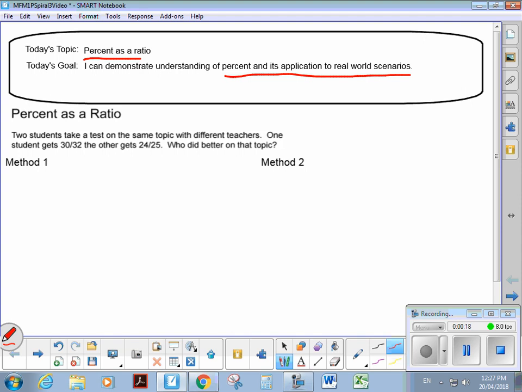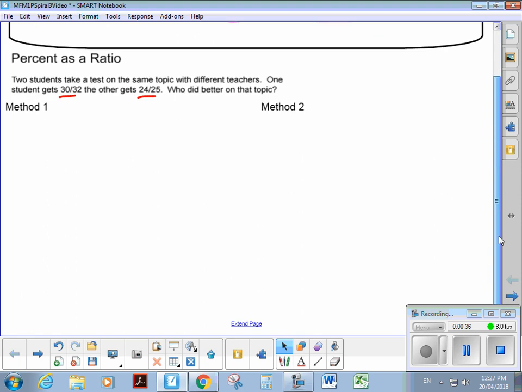So the first thing we're going to talk about is how do you calculate percent? In the first example, I have two students take a test on the same topic with different teachers. One student gets 30 out of 32, the other one gets 24 out of 25. Who did better? So I'm going to show you two different methods. Method one works all the time, 100% of the time, every time.